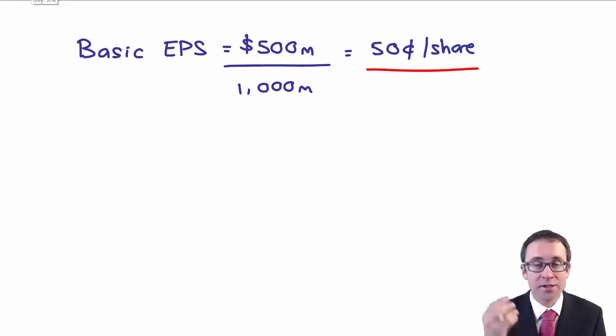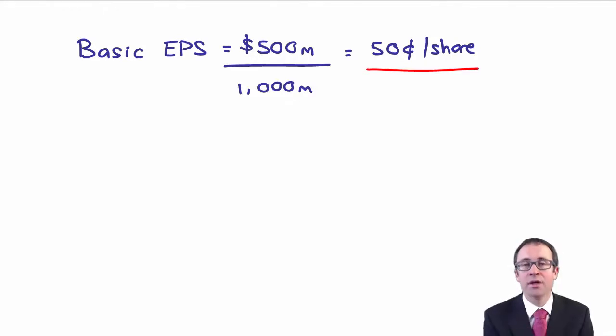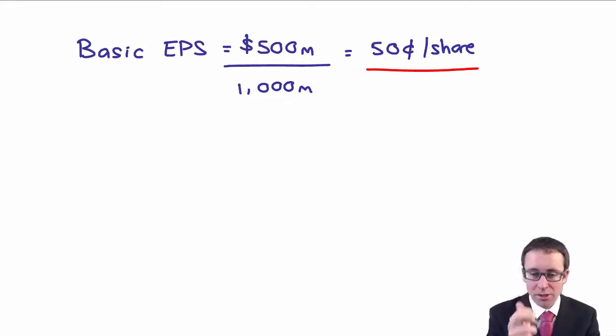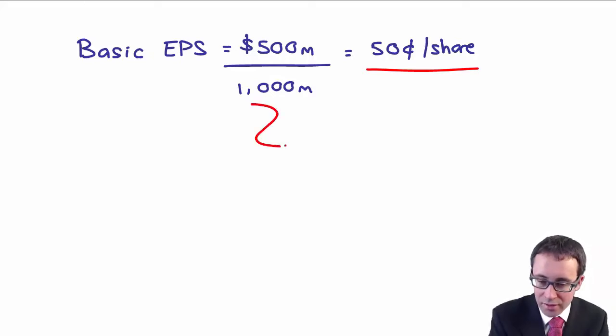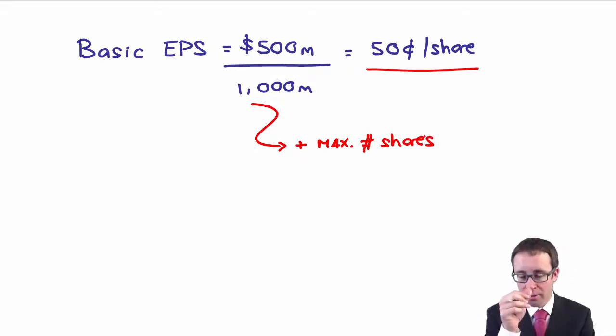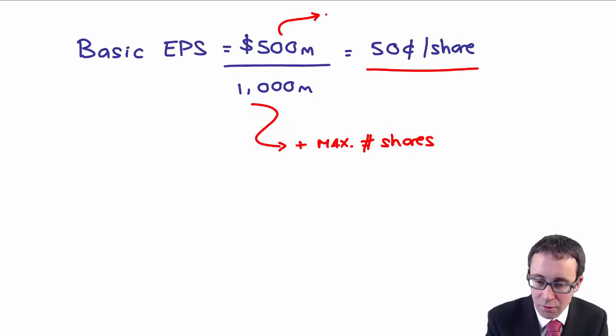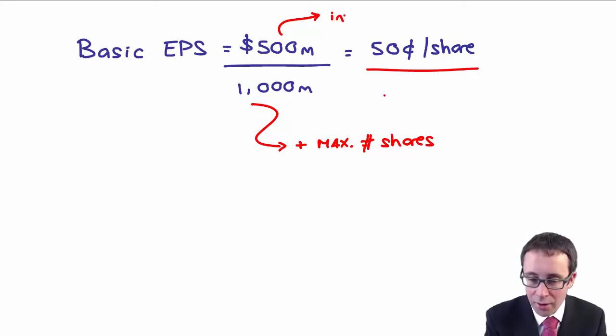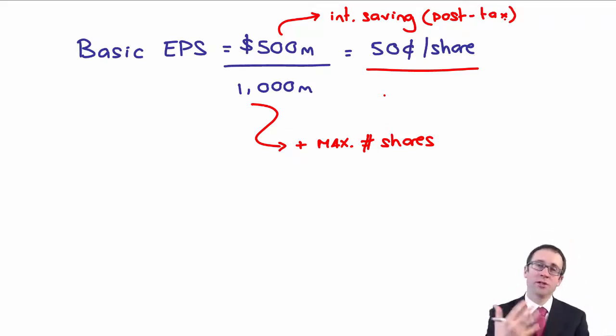What we then need to do is ask ourselves, is that diluted? Is it going to be reduced by any potential future share issues? So to the 1,000 million shares, we need to add on the maximum potential number of shares under the debentures. And on the earnings, we also need to add on the interest saving, but remember that interest saving needs to be post-tax, because as we save the interest, it pushes the profit up, and as we push the profit up, we pay tax, don't we?